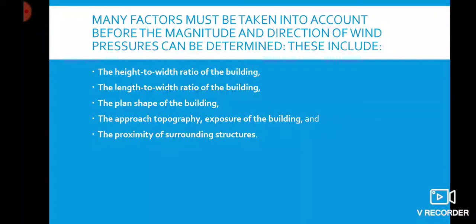The approach topography exposure of the building. To overcome the problem of uplift or suction on roofs caused by negative wind pressure, adequate fixing or anchorage of the lightweight coverings to the structural frame is recommended. This can be achieved by the quality or holding power of the fixing used, or by the number of fixings employed, or by a combination of both.